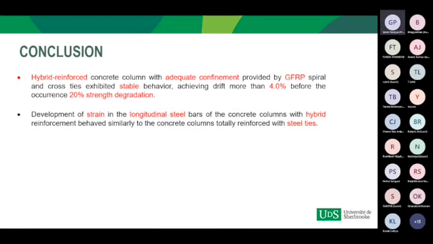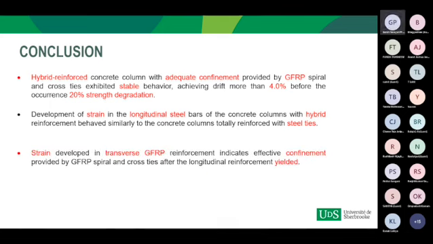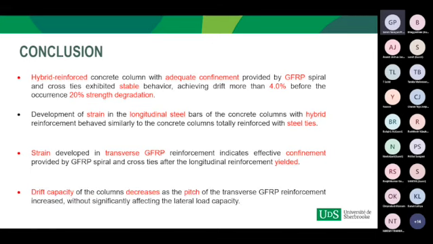The strain developed in the longitudinal steel bar was unaffected by the type of transverse reinforcement used. The glass fiber reinforced polymer cross tie effectively confined the hybrid reinforced concrete column after the yielding of the longitudinal steel, and the glass fiber reinforced polymer spiral became more effective in confining the column core after the concrete cover fell. In the hybrid reinforced concrete column, the drift capacity decreases as the pitch of the transverse reinforcement increases, without affecting the lateral load capacity.